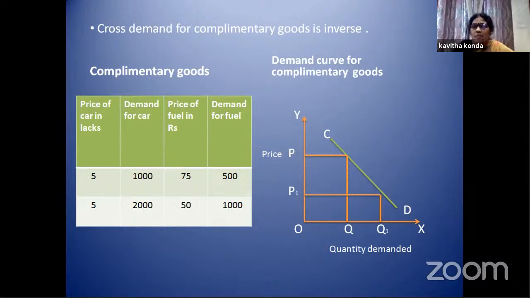So the demand curve for complementary goods has a negative slope. When the price of fuel increases, the quantity demanded of the car or any automobile decreases. So the demand curve slopes from left to right. If the price decreases from P to P1, what happens to Q and Q1? The quantity demanded is increasing. When the price falls, the quantity demanded increases, and when the price increases, the quantity demanded decreases. This is shown as complementary goods. In the case of complementary goods, the relationship is inverse.